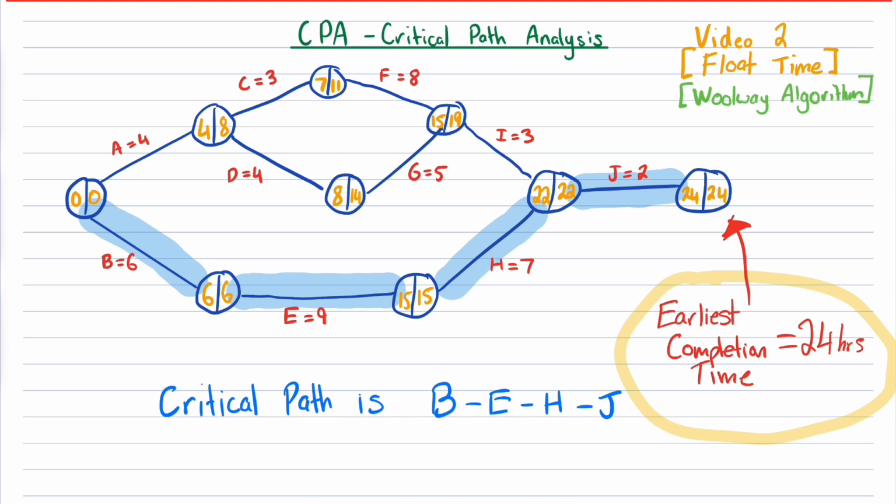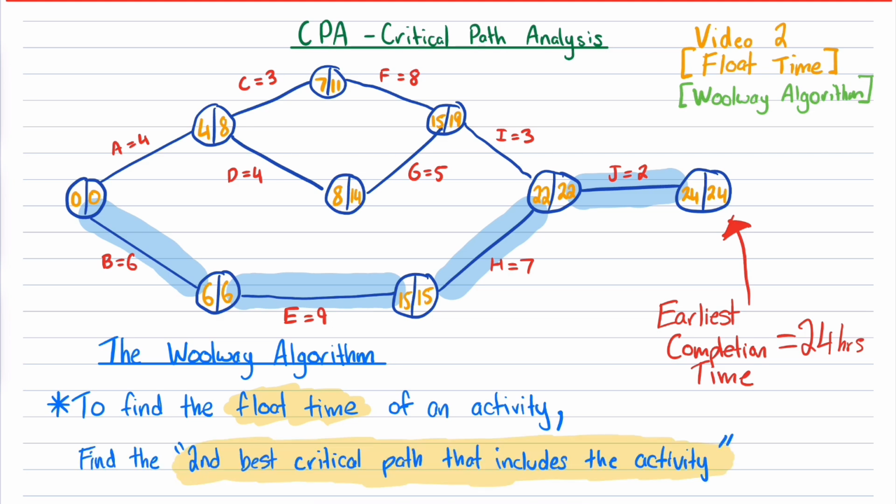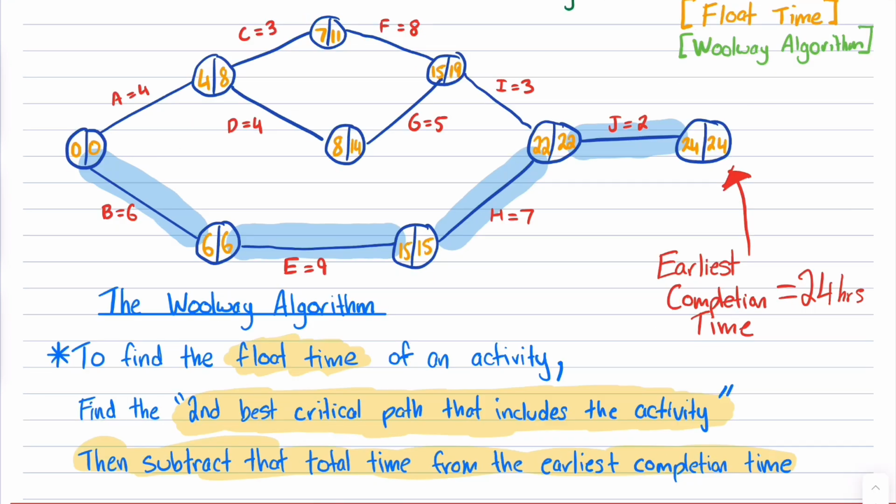Now, this is the Woolway algorithm. To find the float time of any activity, find the second best critical path that includes the activity in question, or the activity that you're trying to find the float time for. Then, once you've done that, subtract the total time of the second best critical path from the earliest completion time. The earliest completion time is just 24 hours.